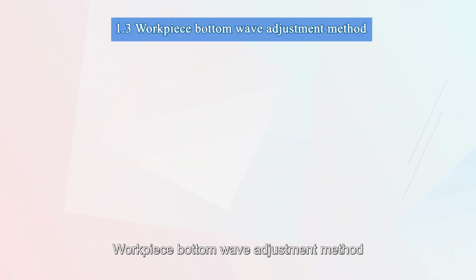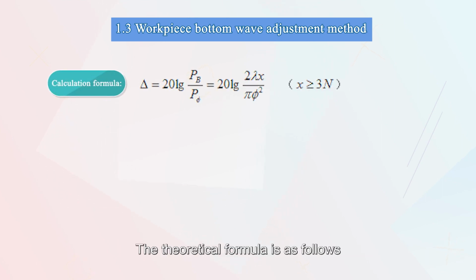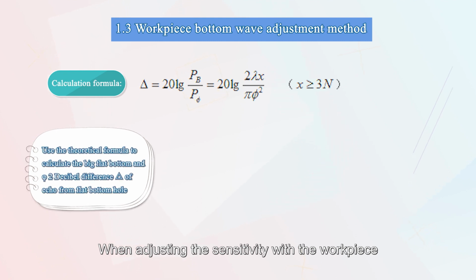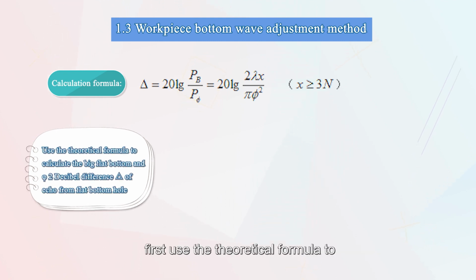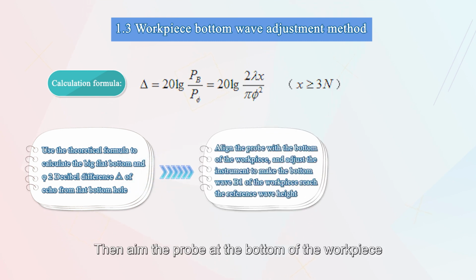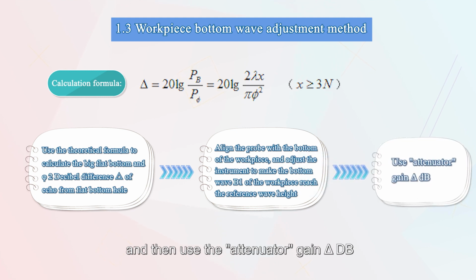Workpiece bottom wave adjustment method. The theoretical formula is as follows. When adjusting the sensitivity with the workpiece bottom wave, first use the theoretical formula to calculate the decibel difference delta between the large flat bottom and the echo from the phi 2 flat bottom hole. Then aim the probe at the bottom of the workpiece, adjust the instrument to make the bottom wave B1 of the workpiece reach the reference wave height, and then use the attenuator to gain delta dB.